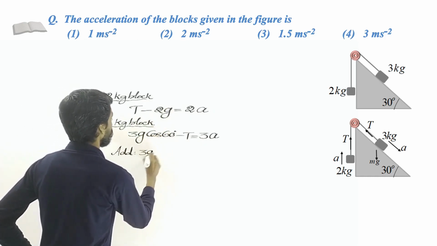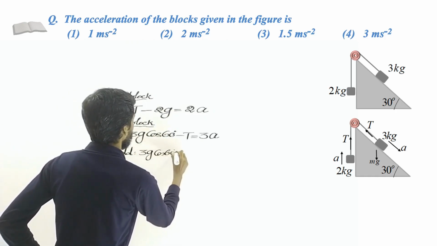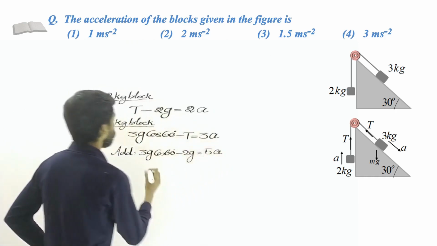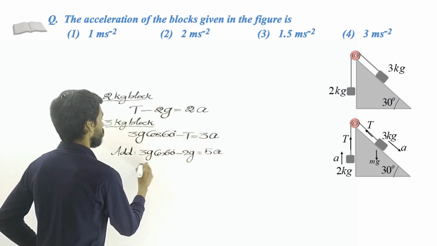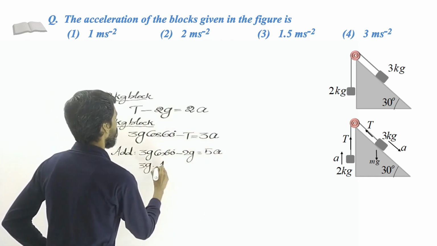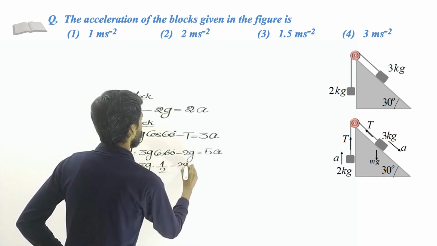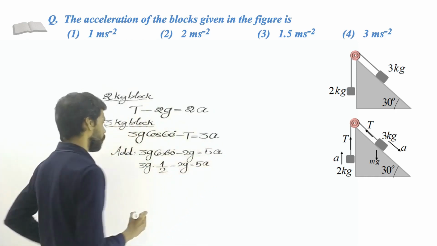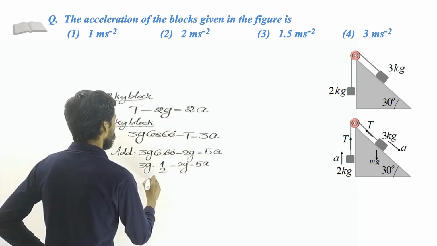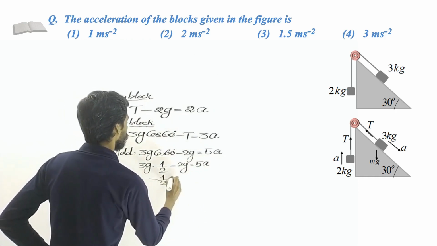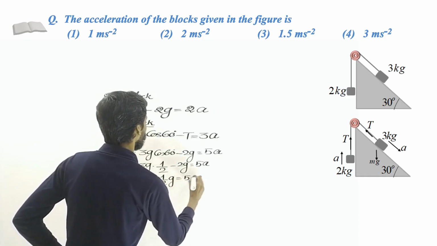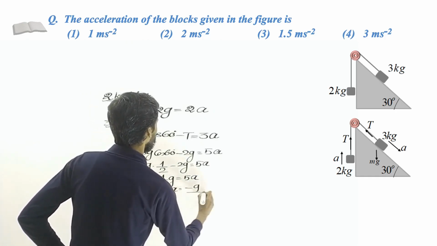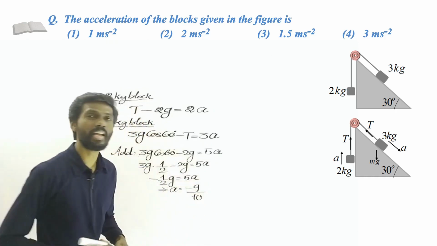Okay, let me write as it is. So 3g cos 60 minus 2g equals 5a. So this is 3g multiplied by 1 by 2 minus 2g equals 5a. So this gives you 3 by 2 minus 2, so it is minus 1 by 2g equals 5a. So that gives you our required acceleration. So that equals minus g divided by 10. So this is the acceleration of the object.